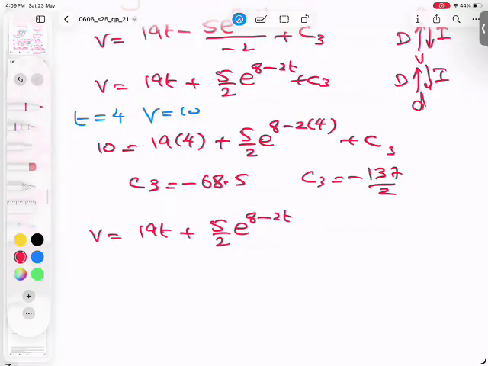So I'm putting this value back here. So I got -137 over 2. This I plug in here. This is done. Now, student, what to do? Again, integration, I need to do it.